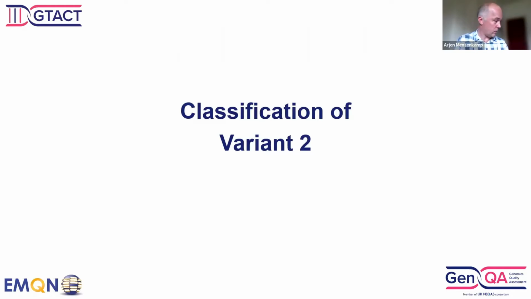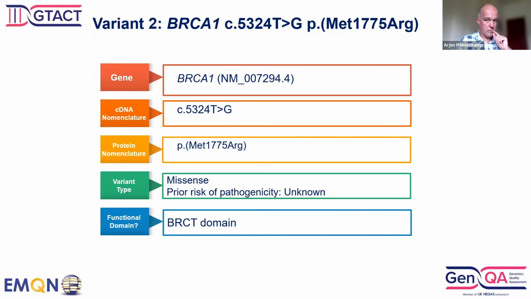And I will hand over now to the next presenter, and that is Trudi. Thank you, Arjen. So I'm going to just bring you through two BRCA1 variants that are at opposite ends of the pathogenicity spectrum, but with very similar categories of evidence applied for their classification. So next slide, please. So the first variant is a missense variant in BRCA1. The prior risk of pathogenicity is therefore unknown, and it's a clinically significant residue in the BRCT domain, methionine 1775. So next slide, please.